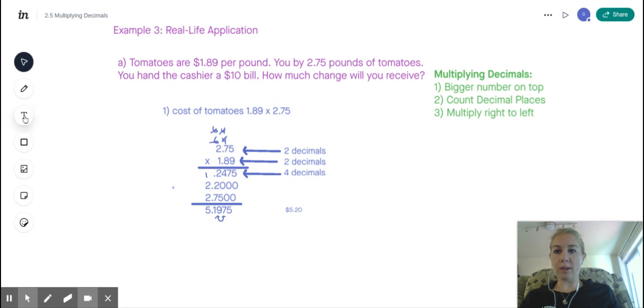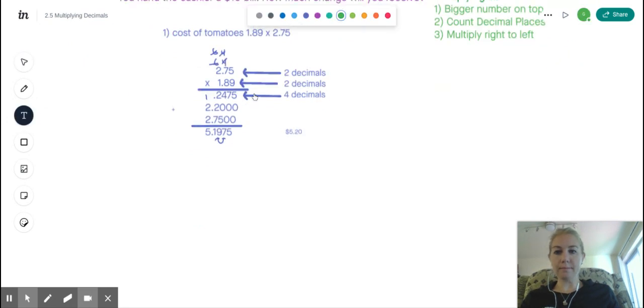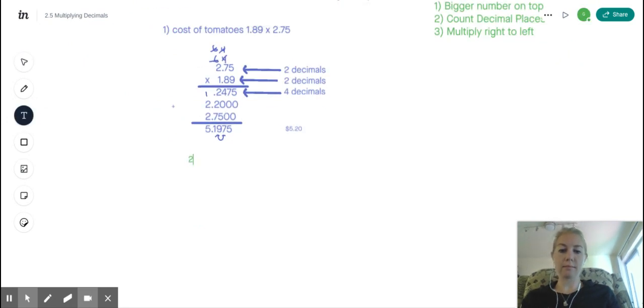Now we need to find out how much change we have. So step 2 in our problem is to find our change. We paid with the $10 bill, so we're going to take $10 minus $5.20. Okay, so let's set that up here.